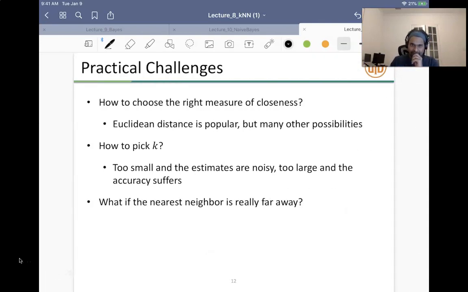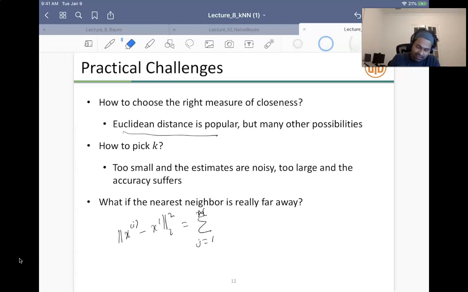From a practical perspective, what is the right measure for closeness? It turns out the most popular one is just Euclidean distance. Given every training instance xi and a test instance x prime, I just compute the Euclidean distance. This is nothing but taking j from 1 to n, assuming the dimensionality is n, or for now let's use the notation small n for the dimensionality, of xi j minus x prime j, squared. So this is simple Euclidean distance.